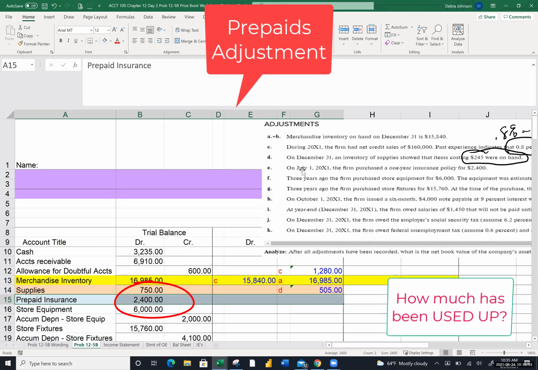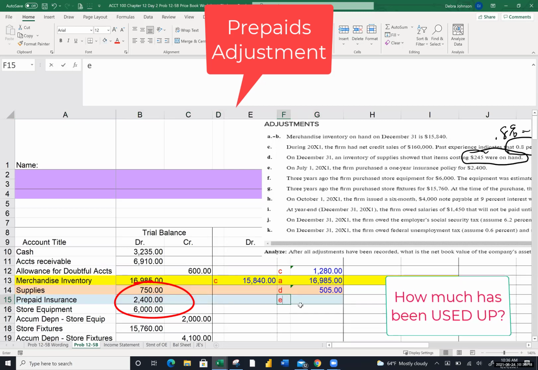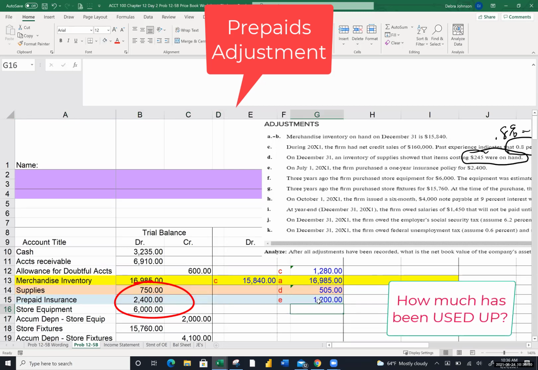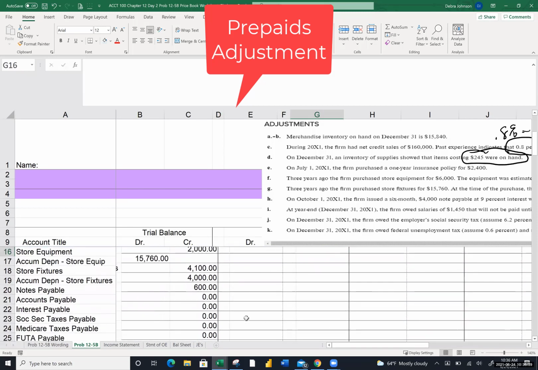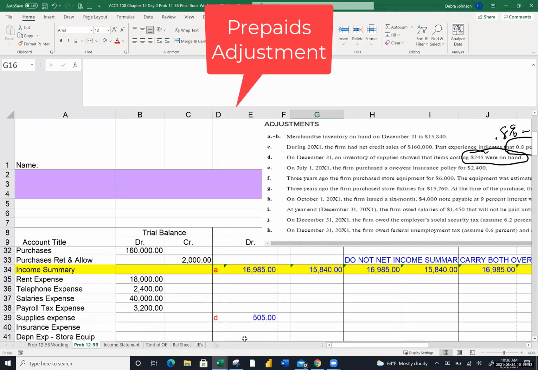July's gone. July, August, September, October, November, December. 6 months of that policy's gone. 6 out of 12 months are gone. Another way of saying that is half. Half has been used up. So I'm going to take half of that amount out, $1,200, and put it into the expense account. Since it's prepaid insurance, we're looking for insurance expense. So let me go find that and put it in there.